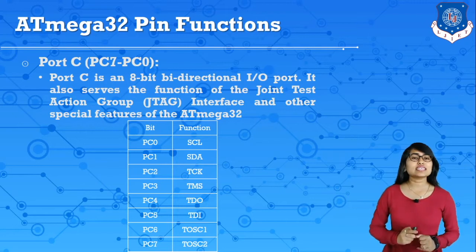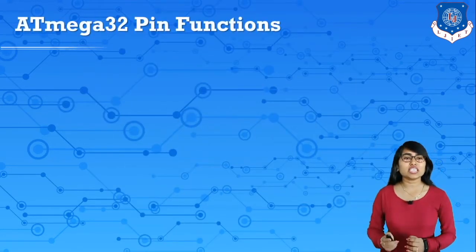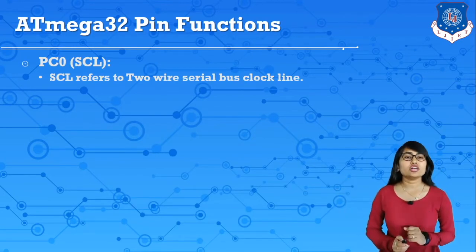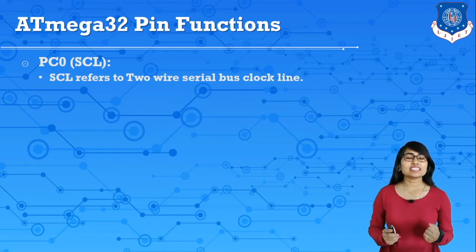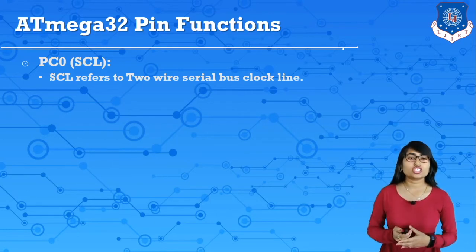So let's discuss all the functions one by one. First, for PC0 there is the function SCL. SCL refers to the two-wire serial bus clock line. Whenever we want to transmit our data serially, this SCL is used.